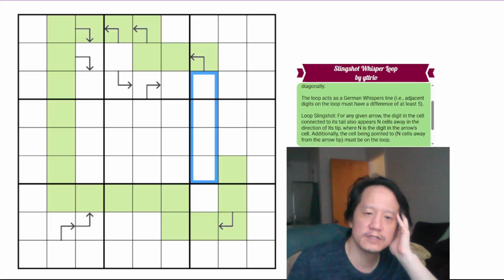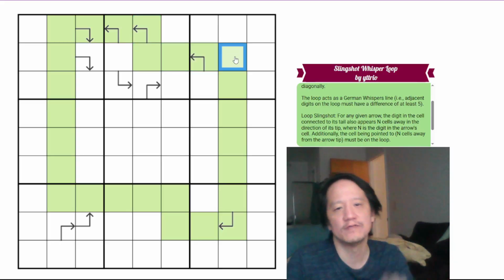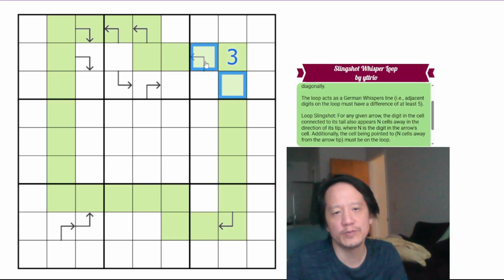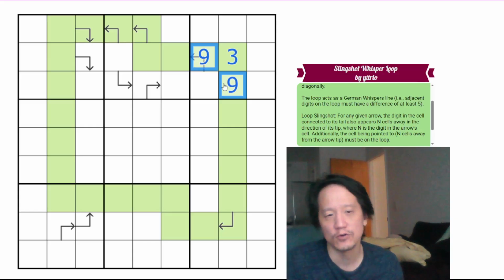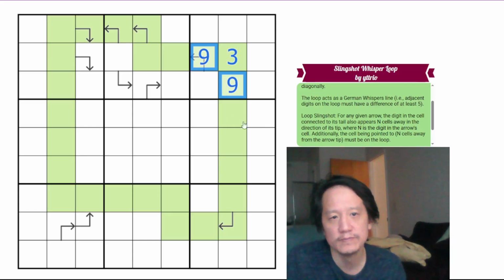The loop acts as a German whisper loop. That is, adjacent digits on the loop must have a difference of at least 5. So for example, if this were the loop and this were a 3, these digits would have to be an 8 or a 9, because those are the only digits which are 5 or more away from the 3.